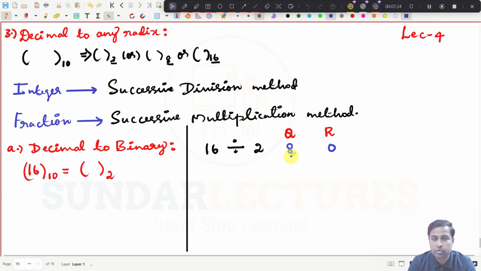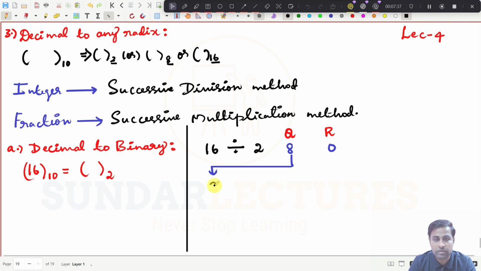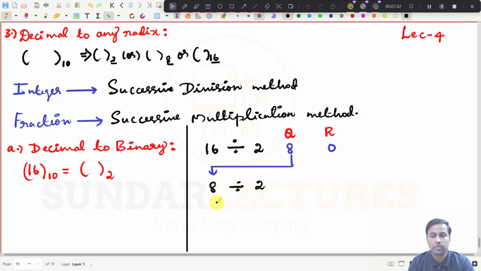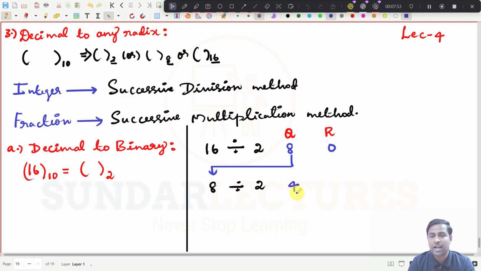And you have to take this 8 to the next part. Then you take 8 divided by, again, 2, because the base is 2. We are converting the decimal number to binary. That is the whole idea. If you divide these two, again you will get 4 here, and there is no remainder, right? So straight away you put 0.